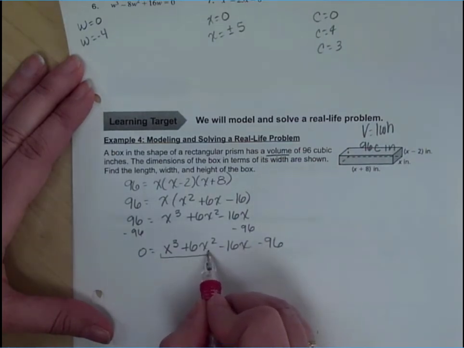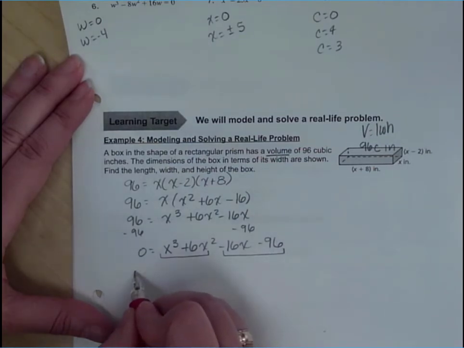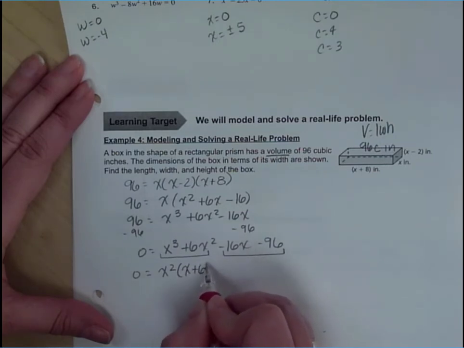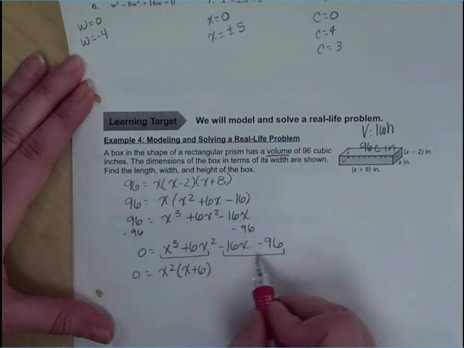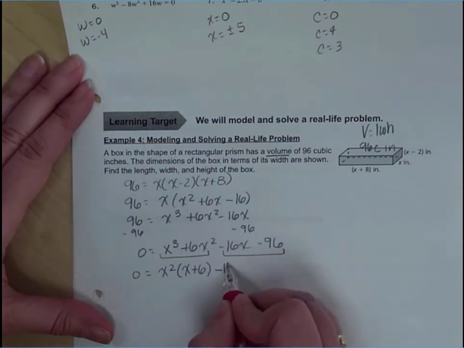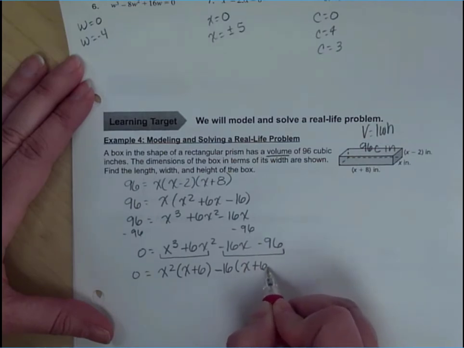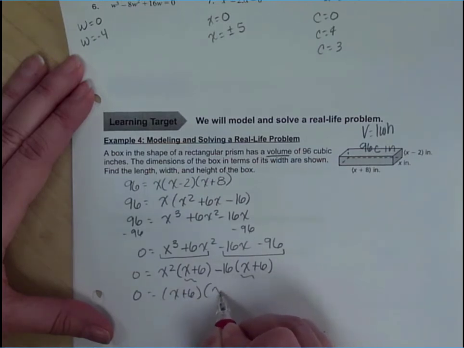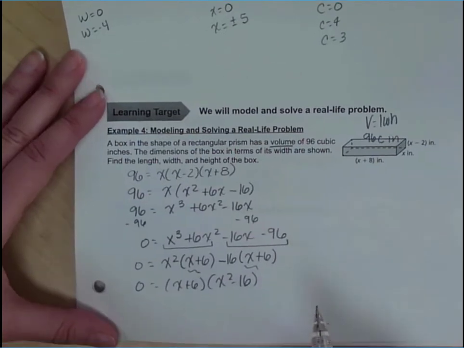So let's factor these by grouping. So 0 equals x squared, leaving me with x plus 6. Is there a way I can end up with x plus 6 here? Yeah. Factor out a negative 16, leaving me with x plus 6. So I have my like terms here. That gives me x plus 6 times x squared minus 16. Ooh, that is the difference of perfect squares.